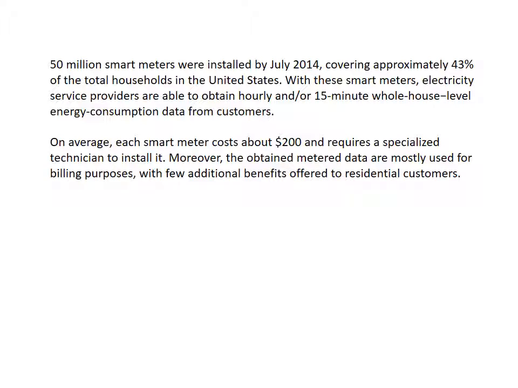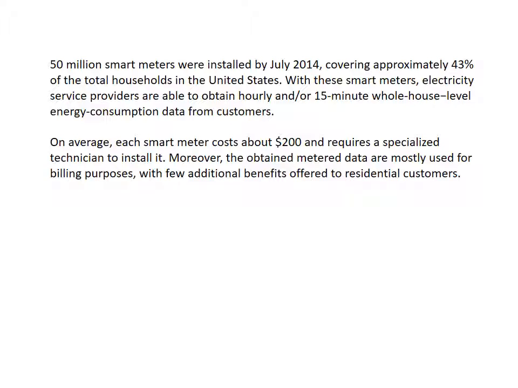Believe it or not, smart meters are really prevalent in the United States, and this was sort of shocking to me when I read this. About 43% of households in the United States have two-way smart meters, where your electricity consumption data on the household level is obtained hourly and at 15-minute or sometimes shorter time resolutions and sent back to the utility.